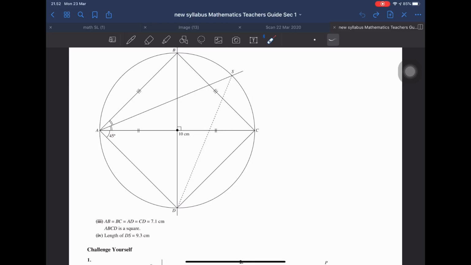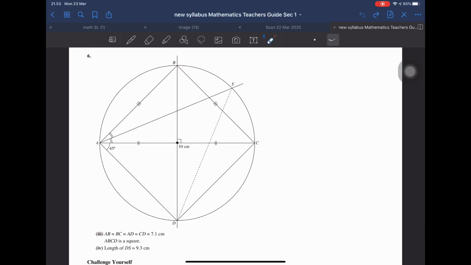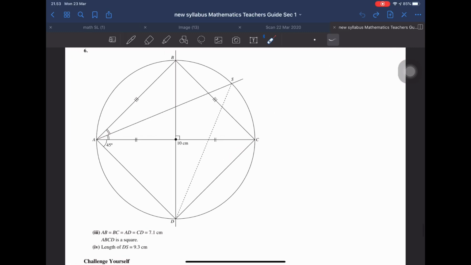And then the last one is construct the angle bisector of BAC, until it passes through the circumference, and label it with S. Then you have to measure the length of D connecting to S, 9.3. So that's it. This one should have 8 marks. Depending on the number of questions, this has question 1 until question 4. Total all the marks and then scan it again.